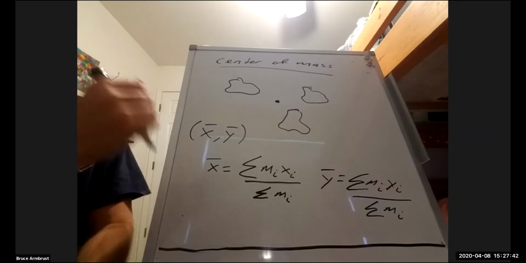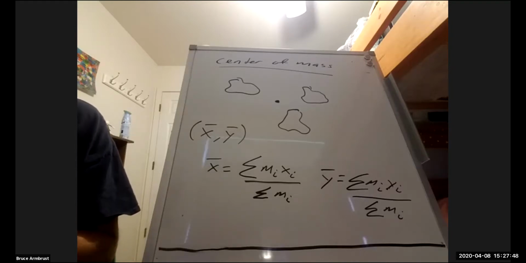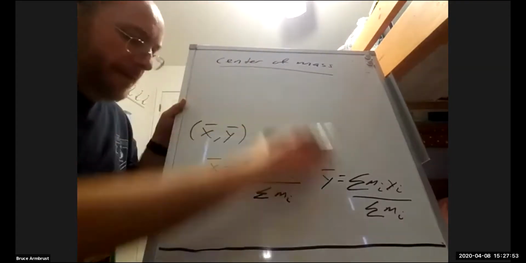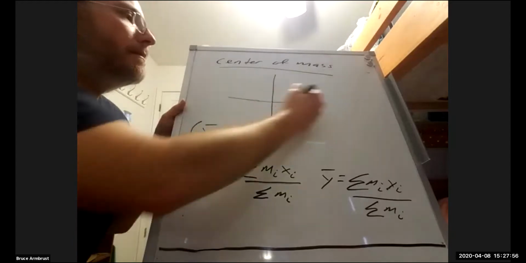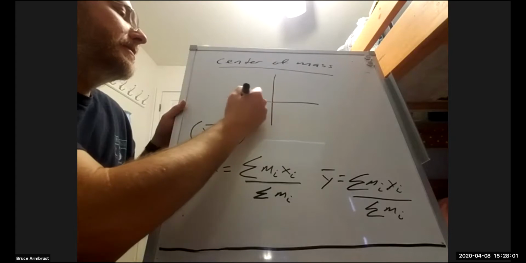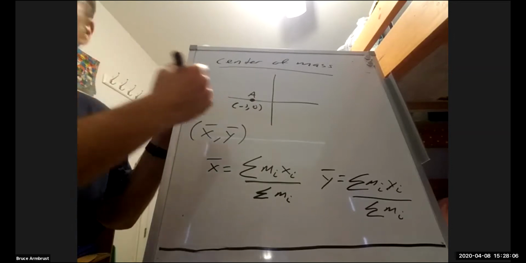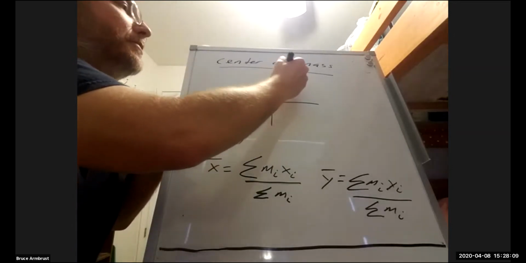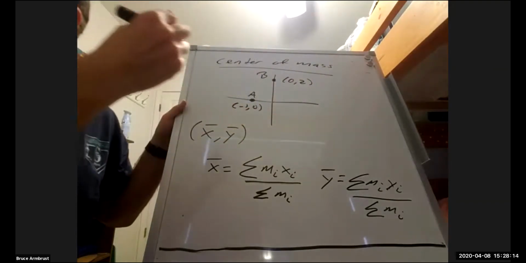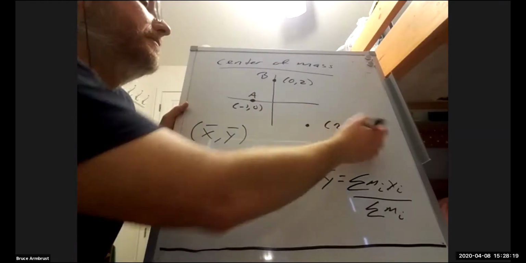All right, so let's actually do a calculation here to find the center of mass. So let's take 3 point masses and let's put them on a grid. So let's see, we're going to have one of them over here at -1, 0. Let's call that point A, point mass A. We're going to have point mass B, which is up here at 0, 2. And then we'll go with point mass C. That's over here at 2, -2.